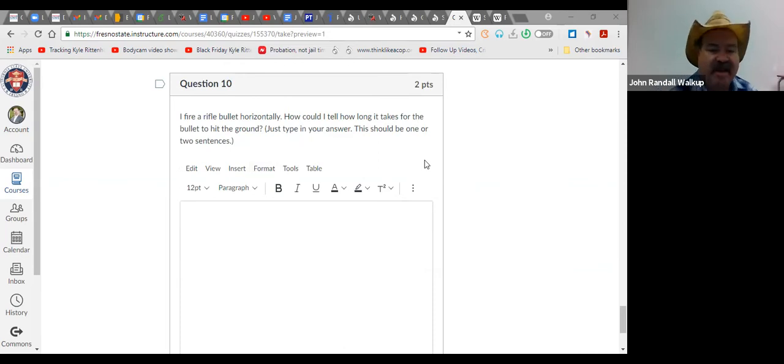I fire a rifle bullet horizontally. How could I tell how long it takes for the bullet to hit the ground? I stated this explicitly in one of the recorded sessions, that if you drop a bullet at the same time you fire it, you can listen to how long it takes for the bullet you drop to hit the ground, and it's the same time for the bullet that you fire to hit the ground. This should have been just like that, because if you watch the videos, you should have picked up on this immediately.